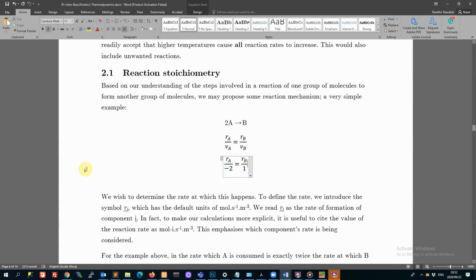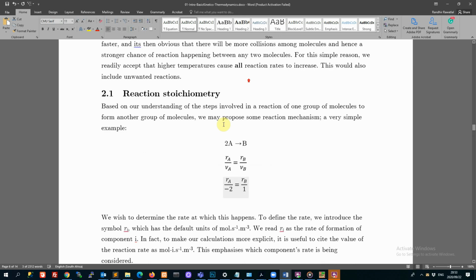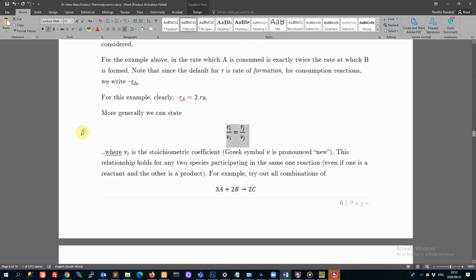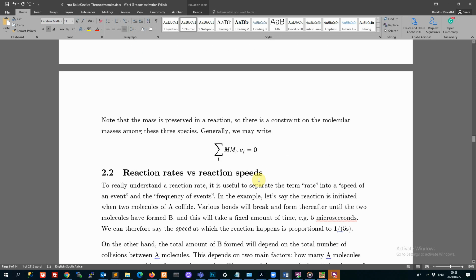Right, so if we use that generalized form, it looks like that. And then if you multiply both sides here, you get this form that we expect: that minus RA equals 2RB. So we didn't really need to do all this for this simple case, but for more complex cases, that's a useful relationship. You can play around with all combinations of A, B, and C in this reaction and check that this relationship makes sense and gives you the expected result. Right, so that's reaction rate and reaction equations.